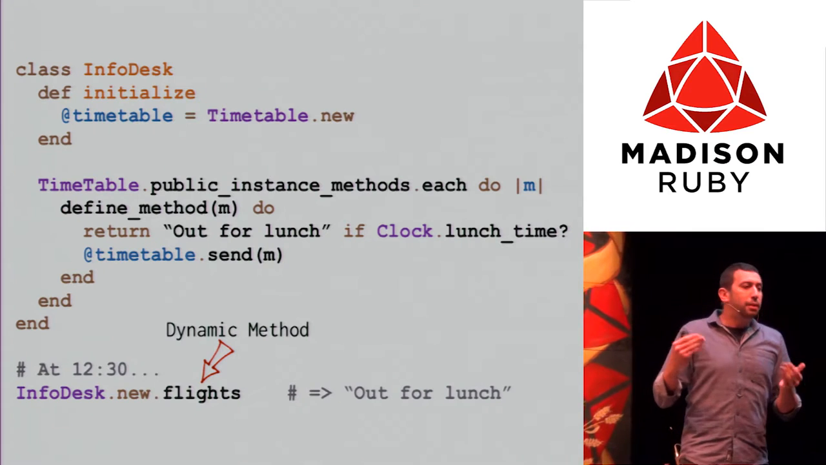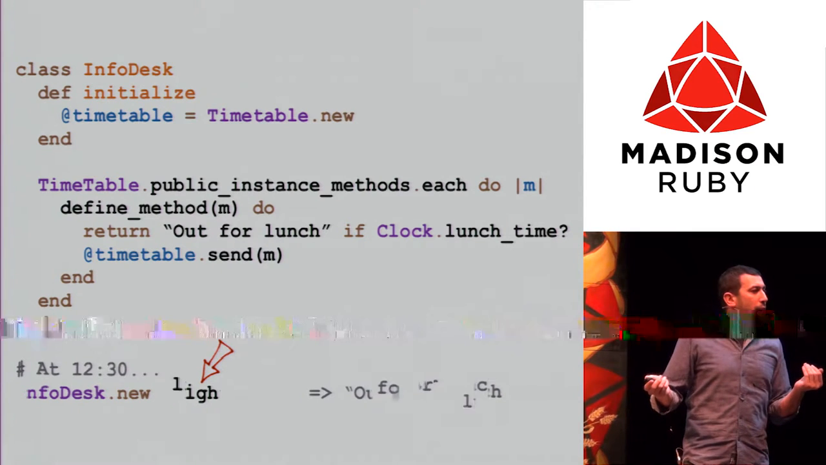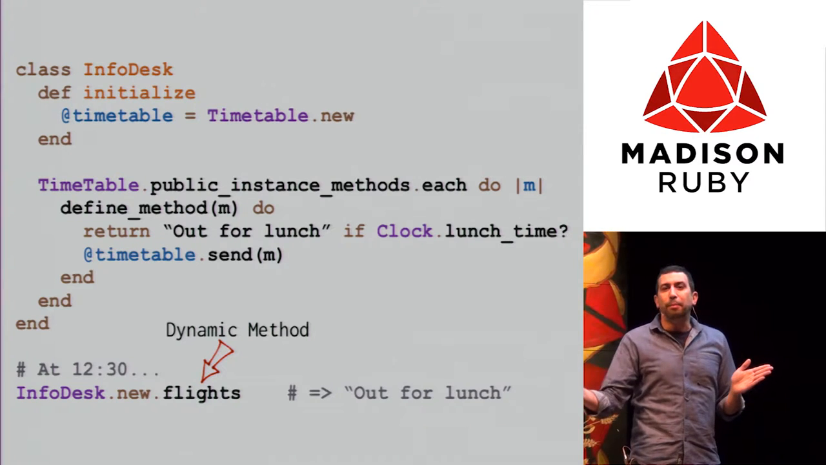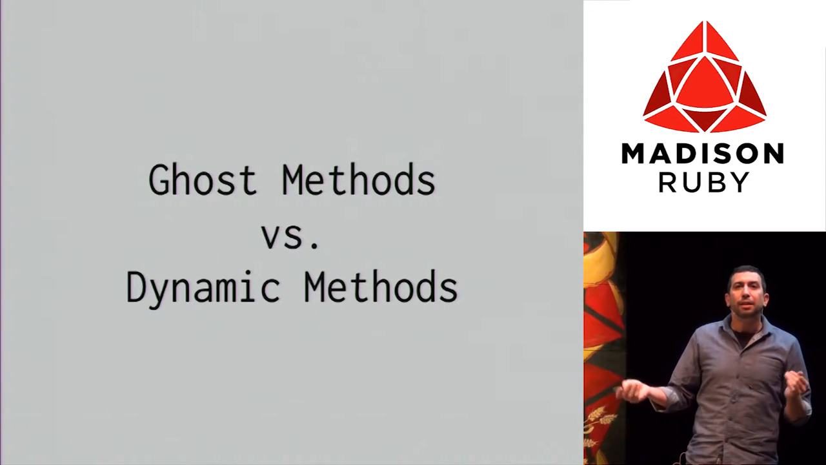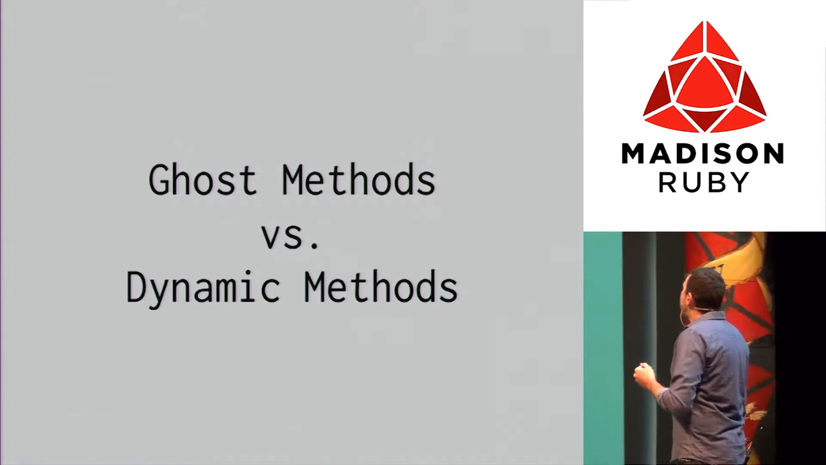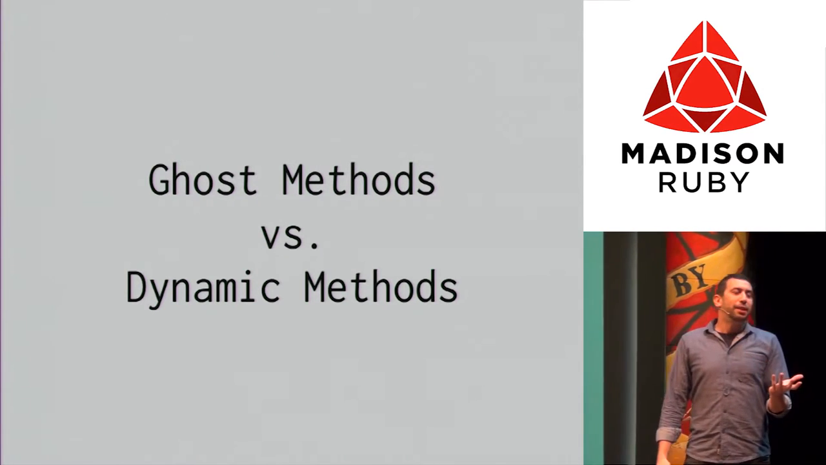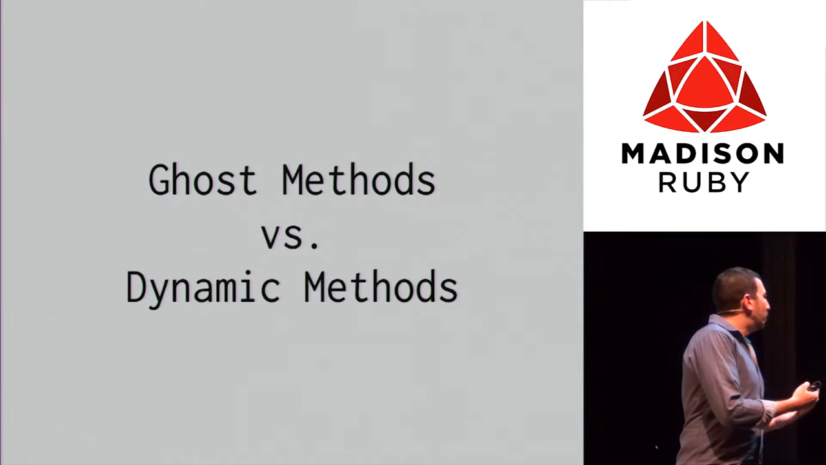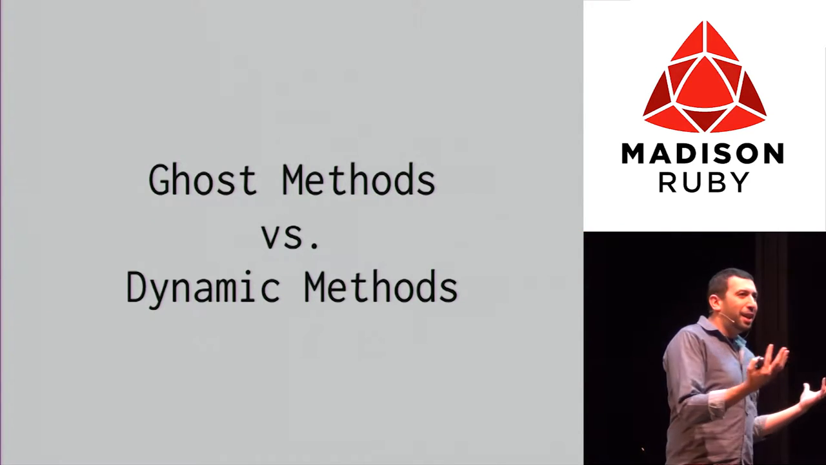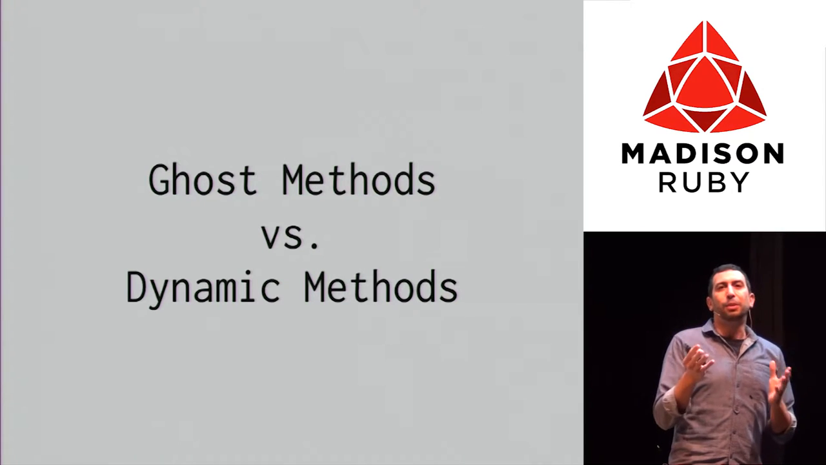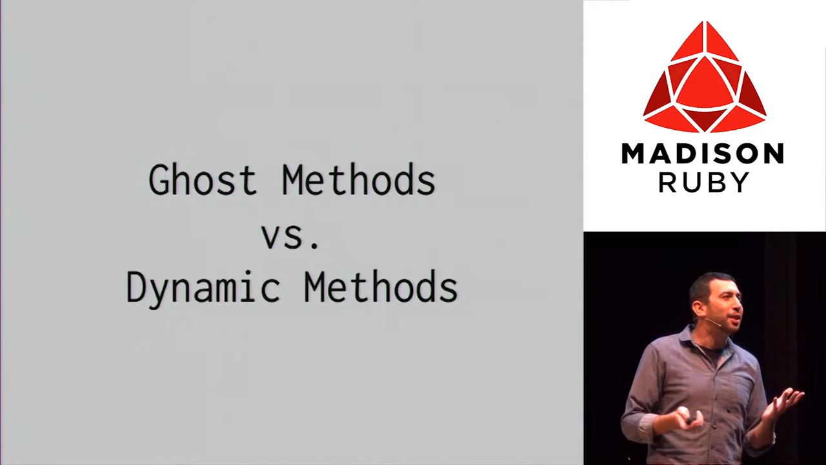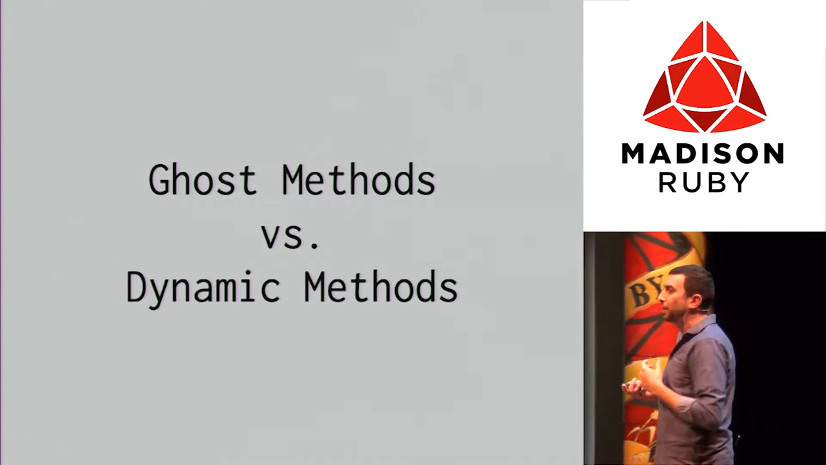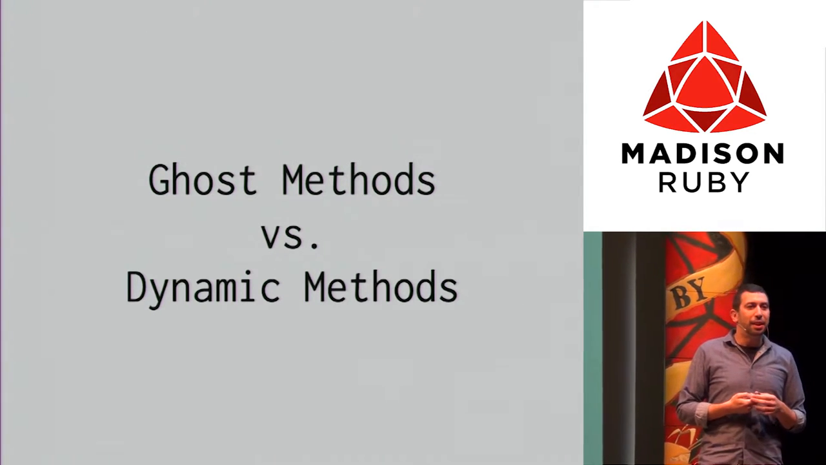But this is basically the question that I'm asking. Should we use ghost methods or should we use dynamic methods? This is the dilemma. And I have this thing for method missing, so I was trying to show that if you do your homework and you know how to deal with it, method missing is not dangerous at all, but it's all love and unicorns. That was my original idea for the entire presentation.